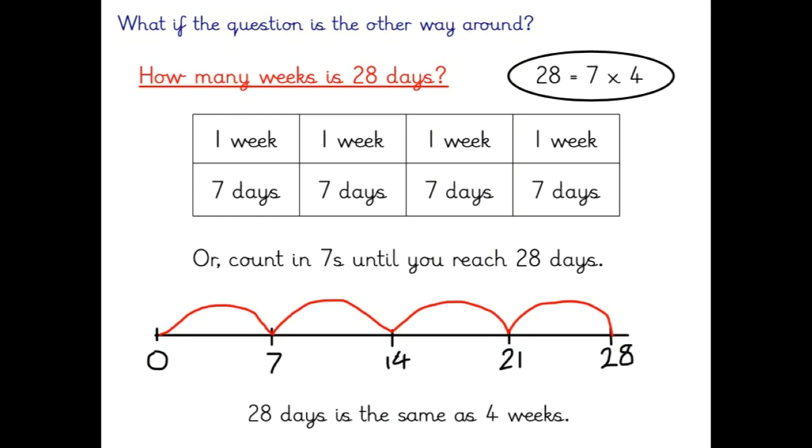Or I could count in my 7s until I reach 28 days on a number line. As you can see below, I count in jumps of 7: 7, 14, 21, 28. And I did 4 jumps, so that will be 4 weeks.